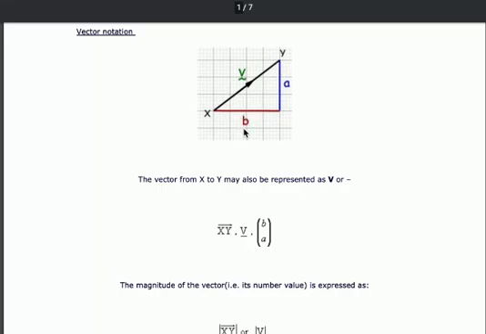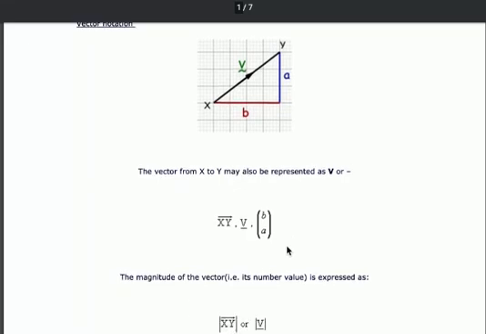Now, the movements that we have made along the x-axis are represented by B, and the movements we have made along the y-axis are represented by A. Now we can denote our vectors in this form. We can write them as x and y coordinates. For example, in this case, our vector xy would be BA, since we moved B units in the x direction and A units in the positive y direction.